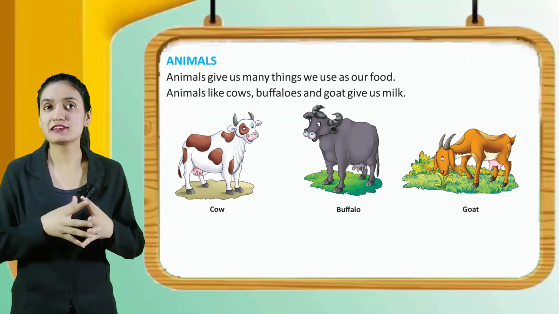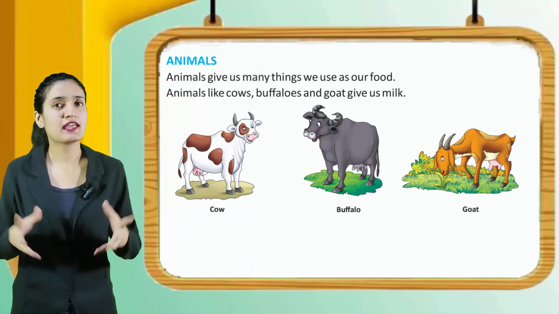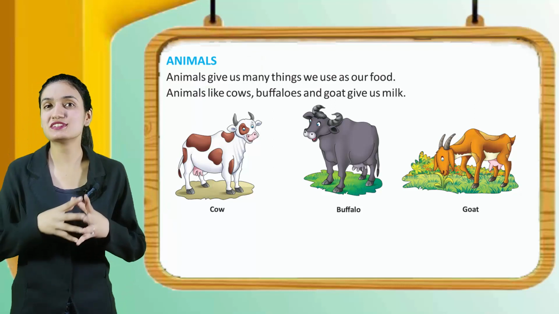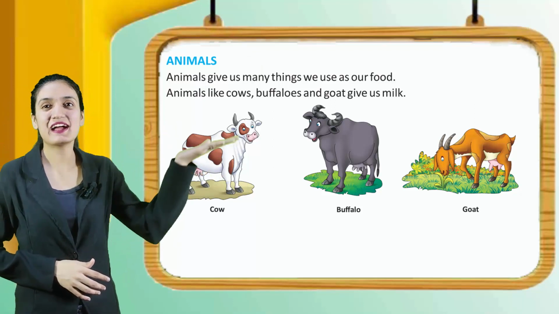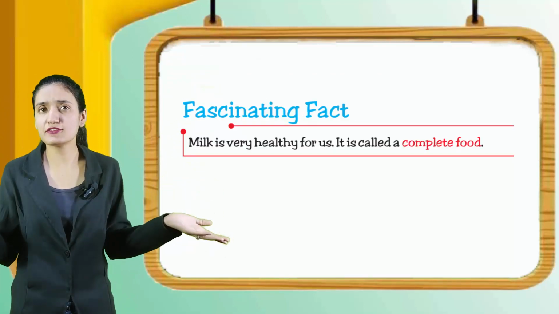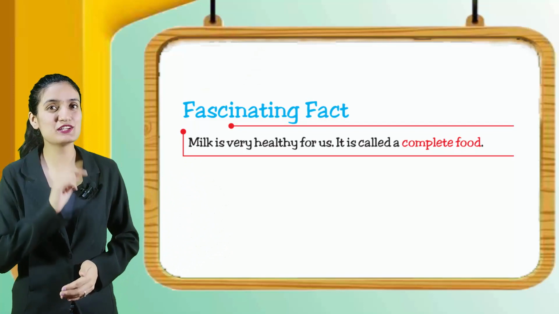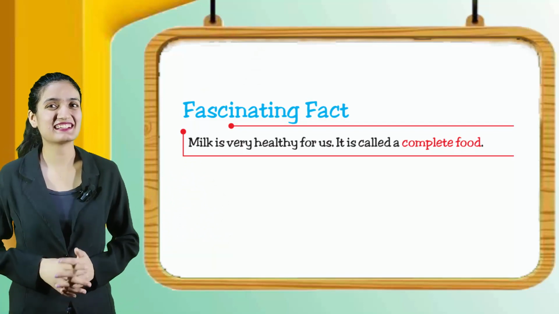Animals. Animals give us many things that we use as our food. Animals like cow, buffaloes and goat give us milk. Here you can see the smiling cow, buffalo and goat. Fascinating fact. Milk is very healthy for us. It is called a complete food. So kids, do you drink milk daily?